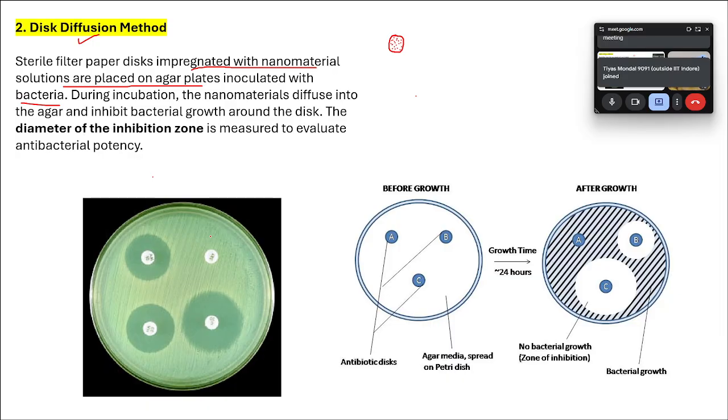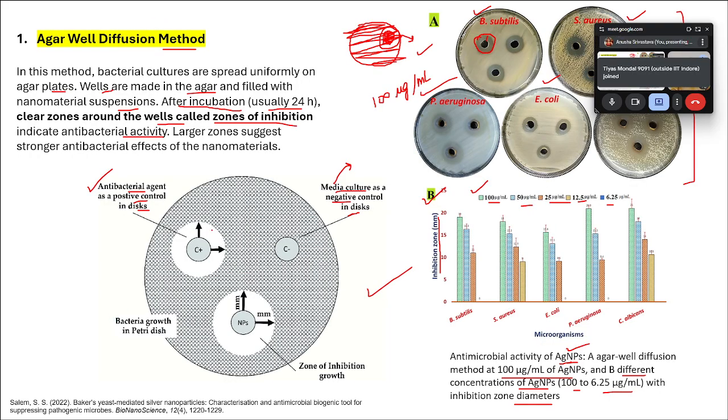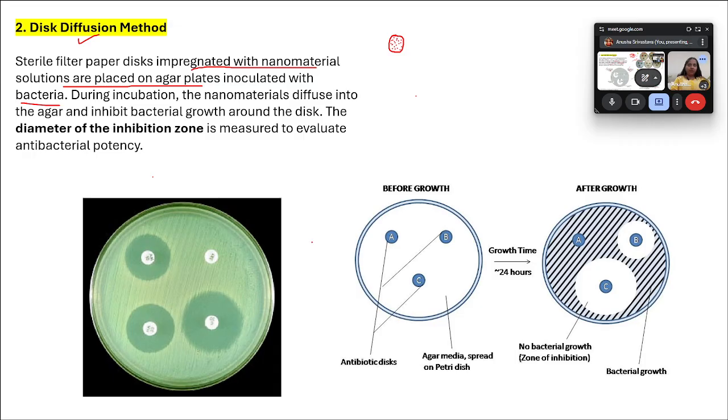So, unlike in the previous method, in which the wells were carved out and then the nanoparticle suspension was poured into these wells, like this is the nanoparticle suspension, positive control and negative control. In this one, you will simply inoculate the bacteria on this agar plate, and after impregnating a sterile filter paper with your nanomaterial, you will simply put it here, and then you will keep it at 37 degrees Celsius in an incubator, and during incubation the nanomaterials diffuse into the agar and inhibit bacterial growth around the disc. The diameter of the inhibition zone is measured to evaluate antibacterial potency.